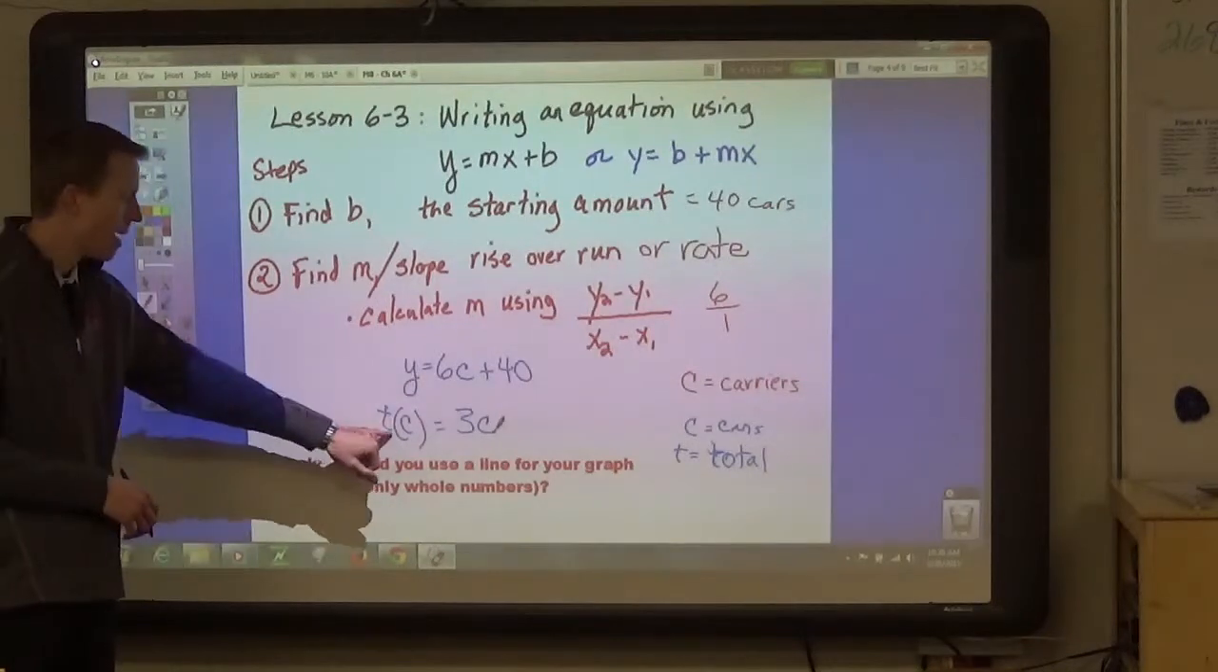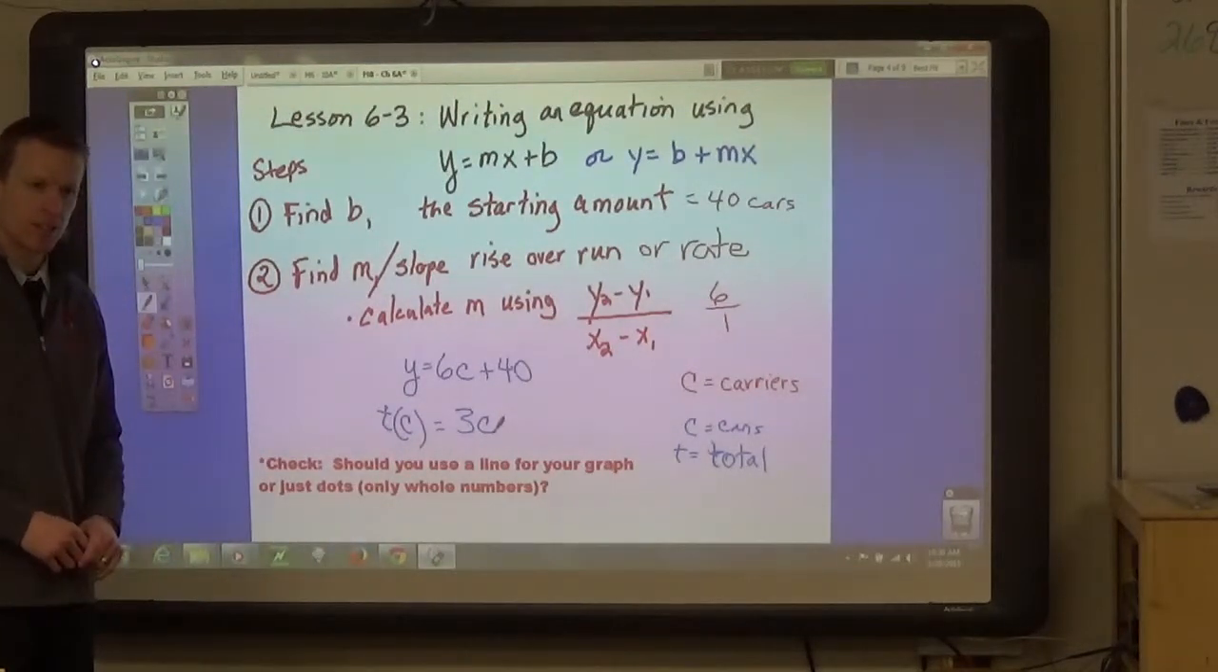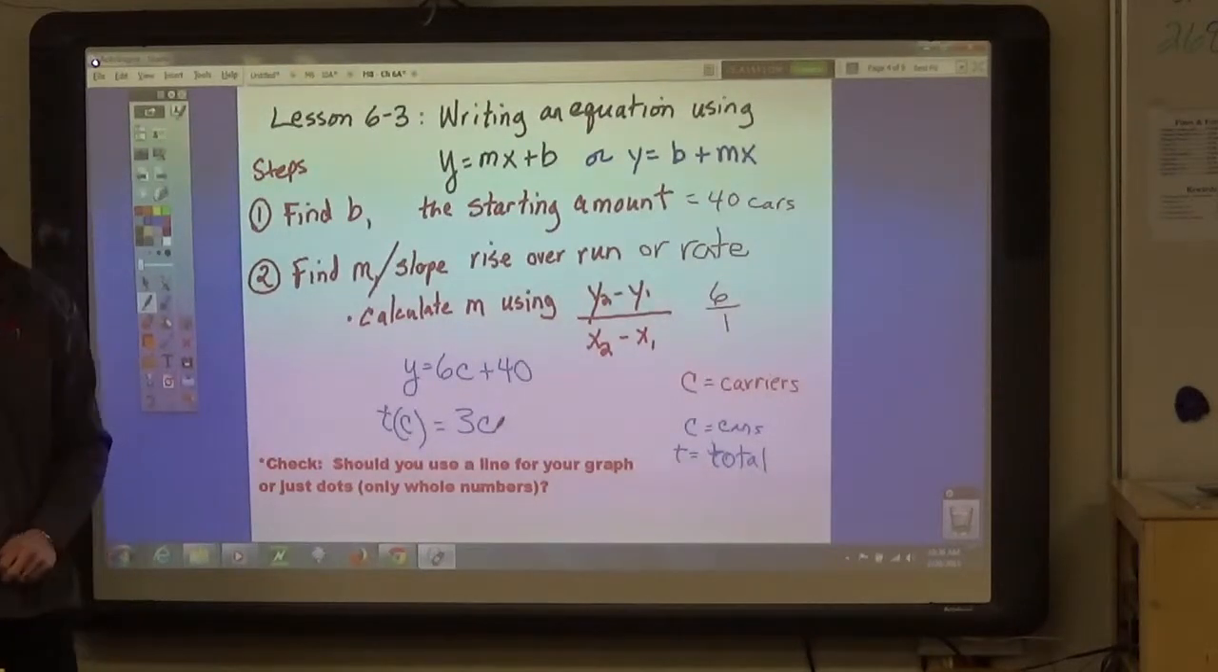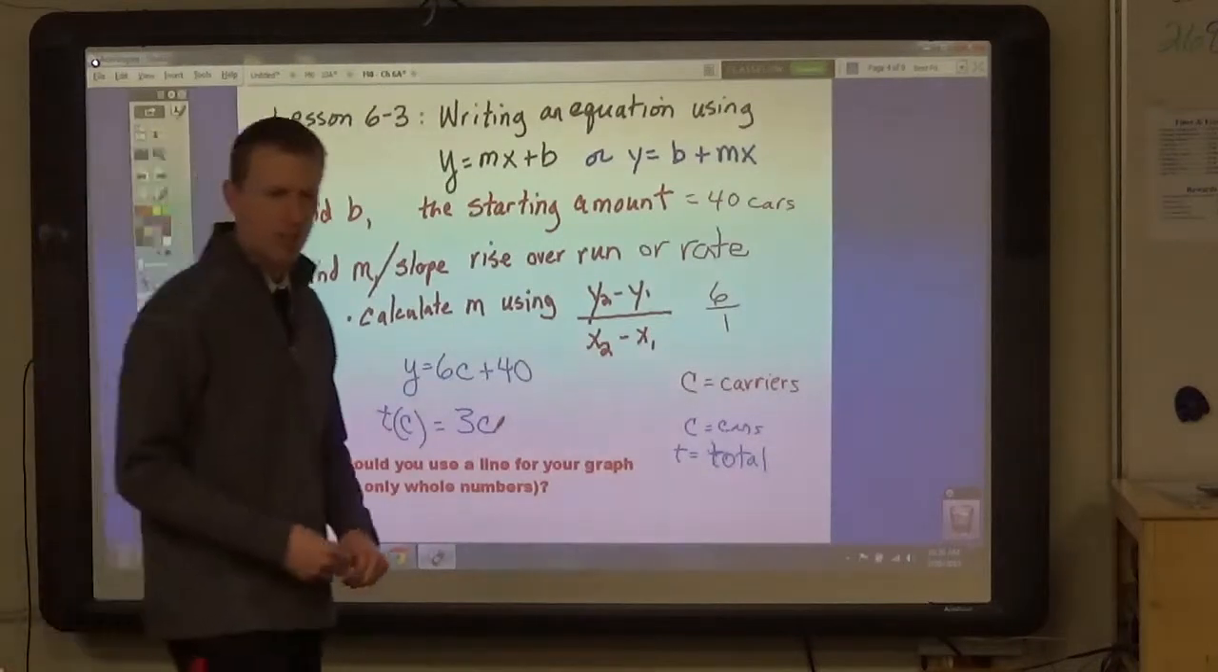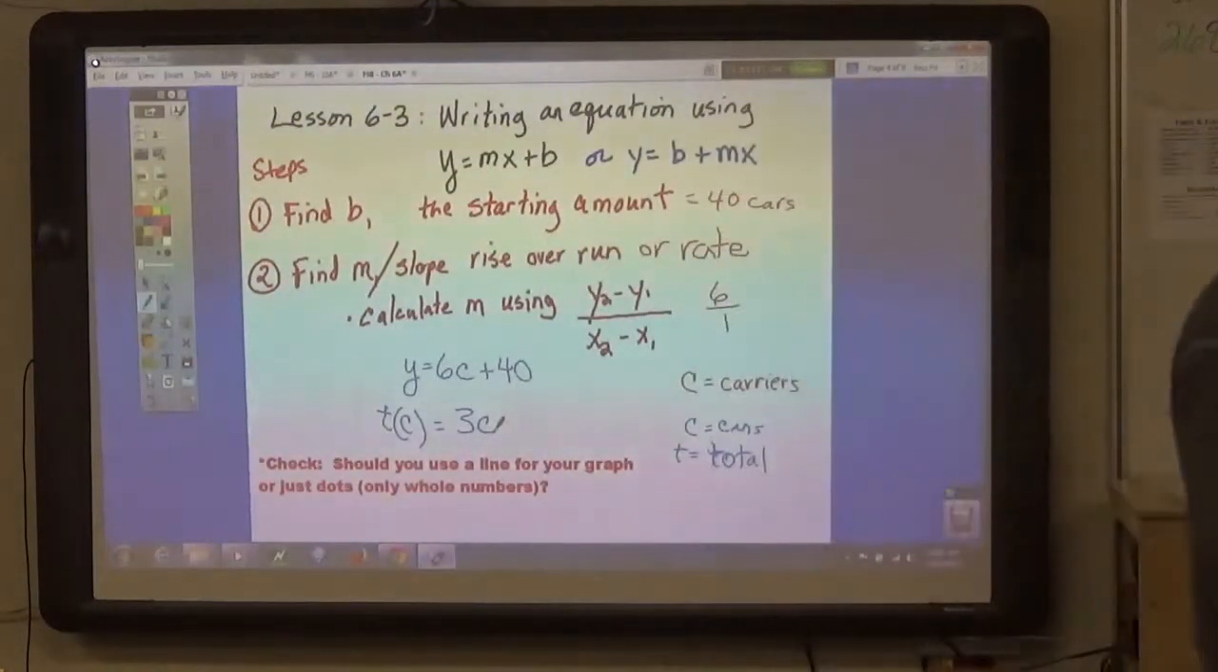So this is written as a function. Okay? Any questions? You see how you can use that form? Find the starting amount, find the rate, and write it into an equation.